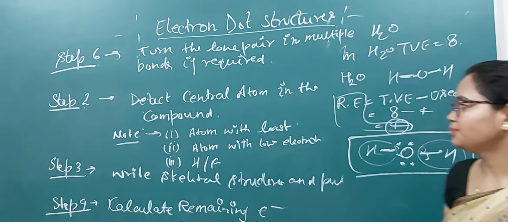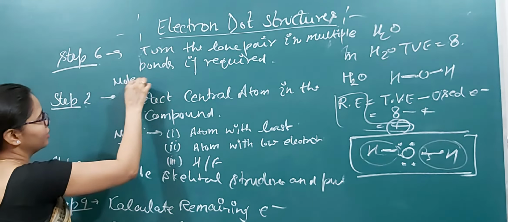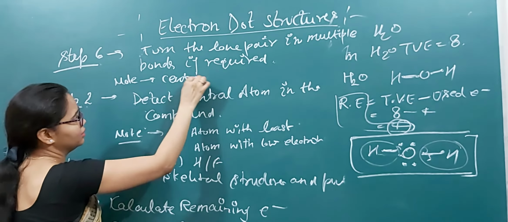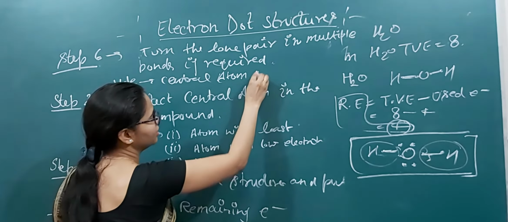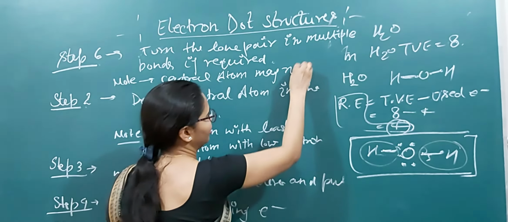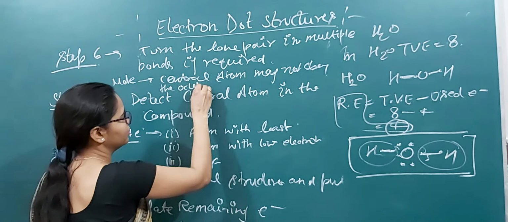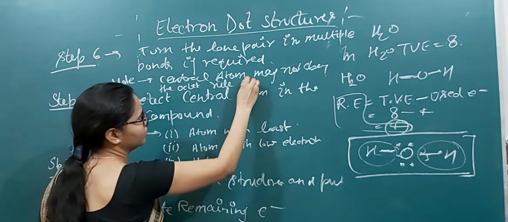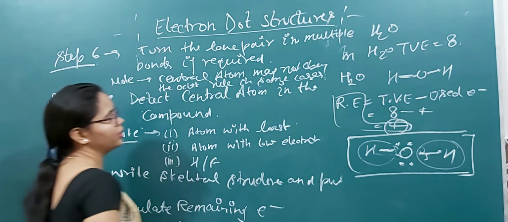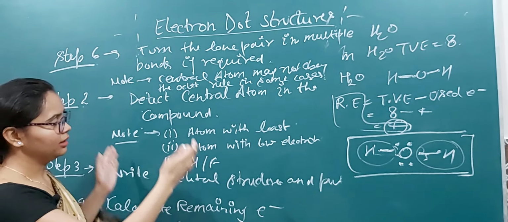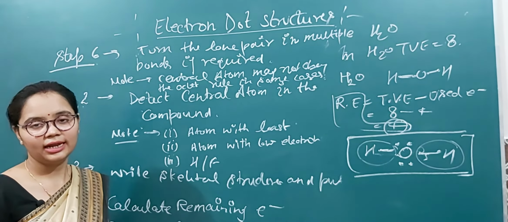Okay, so this is our note point here, that the central atom may not obey the octet rule in some cases. Okay, so this is about the writing of electron dot structure. This is how we can easily write the electron dot structure.